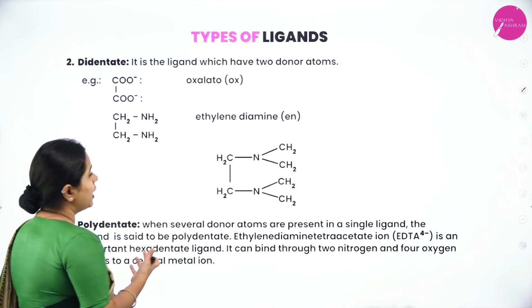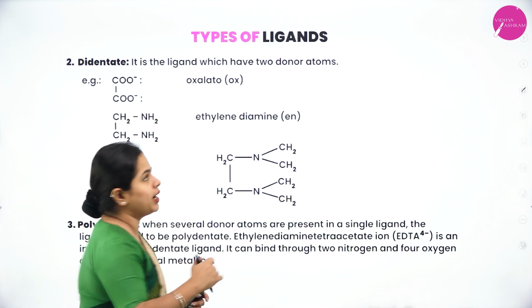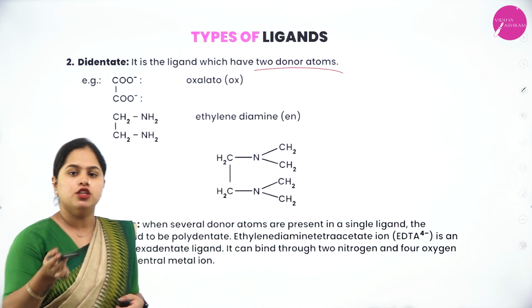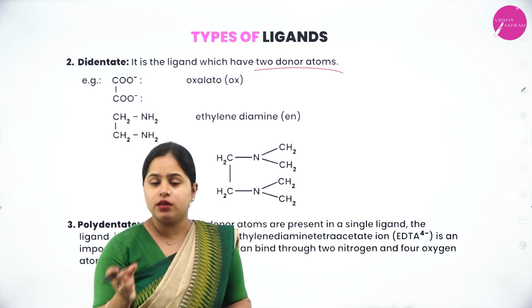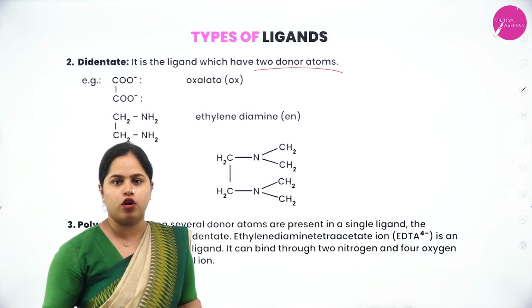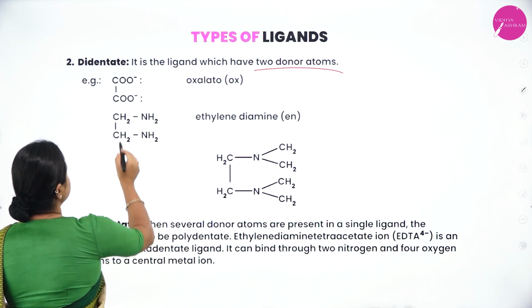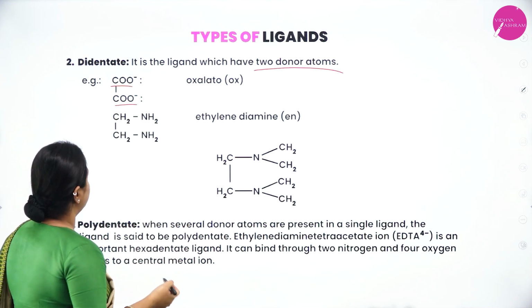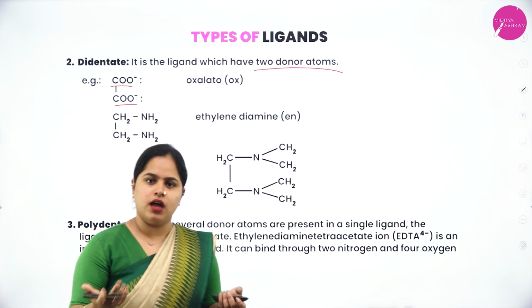Moving on to didentate or bidentate ligands. It is a ligand which has two donor atoms. In unidentate, as I have already mentioned, even though there are two or more atoms, only one atom will take part in the bond formation. Here there are two donor atoms. One example is COO minus, COO minus. That is oxalato, that is the IUPAC name. This we will be discussing in the upcoming session.